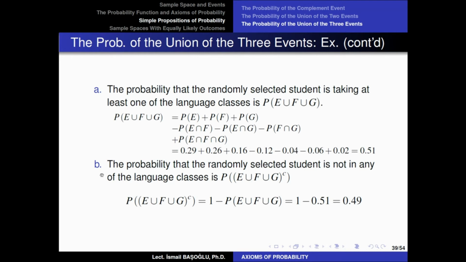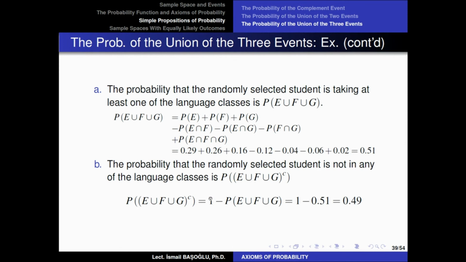Now, the second part of the question asks the probability that the randomly selected student is not taking any of the language classes. And that is the probability of the complement of E union F union G. The event that the randomly selected student is not in any of these classes is the complement of the three-way union, right? The complement of the student taking at least one of these classes is to take none of these classes.